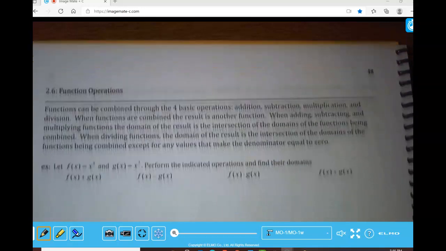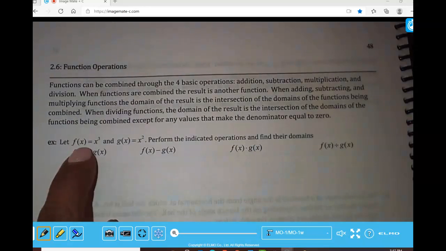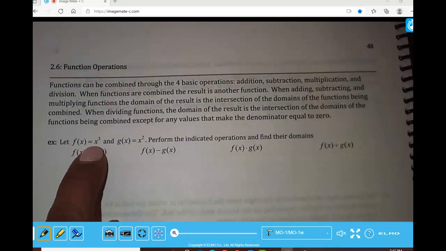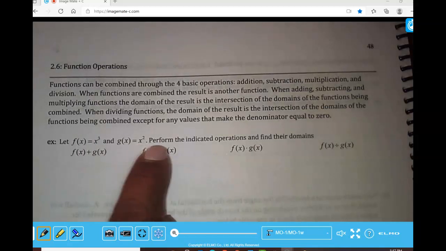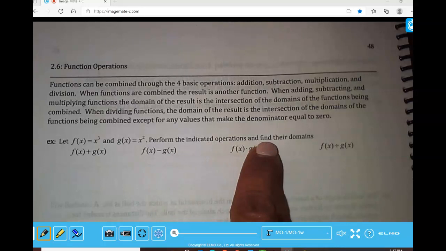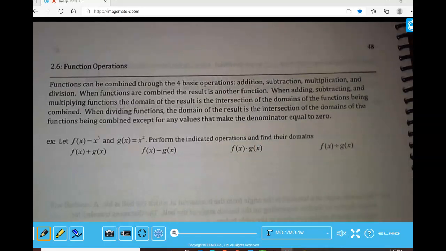Page 48. And we are going to start with our two functions. We've got f of x, which is x cubed, that's our cubic shape, and g of x, x squared, our quadratic, our parabola shape. And we're just going to perform the indicated operations, and then it says find their domains. And we'll talk about that in just a second.